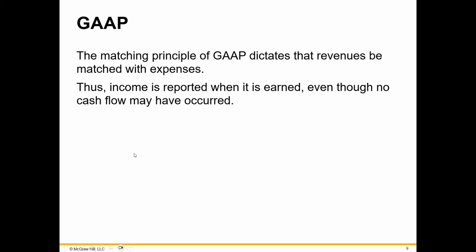Now, just to give some GAAP knowledge in this lecture, we're going to talk about the matching principle. It dictates that revenues be matched with expenses. So what they're saying is income is reported when it's earned, even though no cash flow may have occurred. To review some of this GAAP stuff, there is the cash method and the accrual method. What they're talking about on this slide is the accrual method, not the cash method. Small businesses, medium businesses can get away with doing cash method accounting, but once you are in the big leagues, so to speak, you should follow the accrual method.